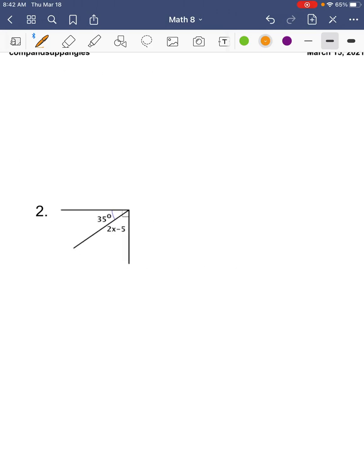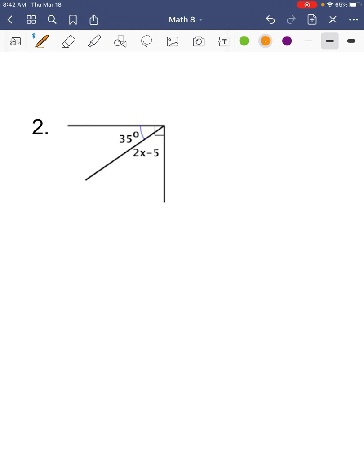So we're going to do another example here where we have a right angle again, and this time it's actually clearly labeled on here that this is a right angle. So we're going to set up our equation. I always like to start with the angle that has x in it, so we're going to have 2x minus 5 plus 35 equals 90, since this is a complementary relationship between the two angles.